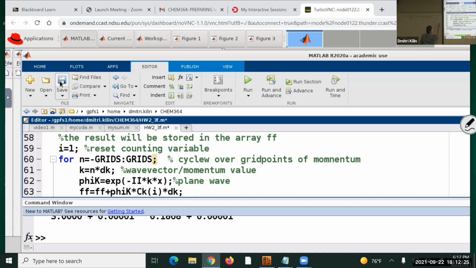In line number 62, we practice phi of x times expansion coefficient c of k. In line 63, but line 63 is more rich. There we set up the final answer. Let's call it maybe just f of x.